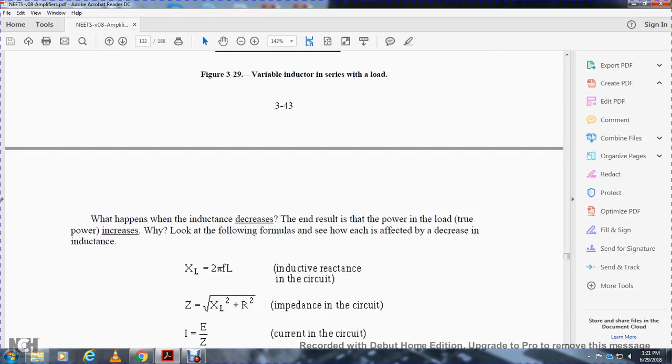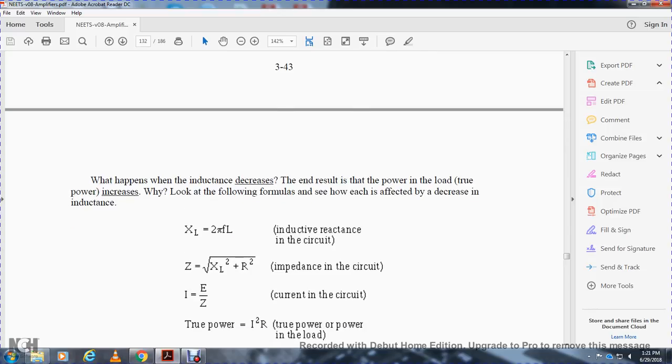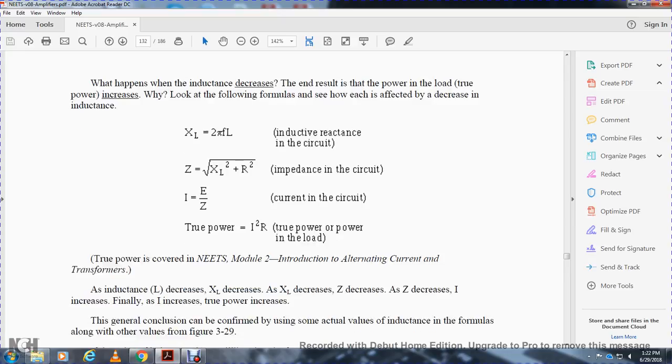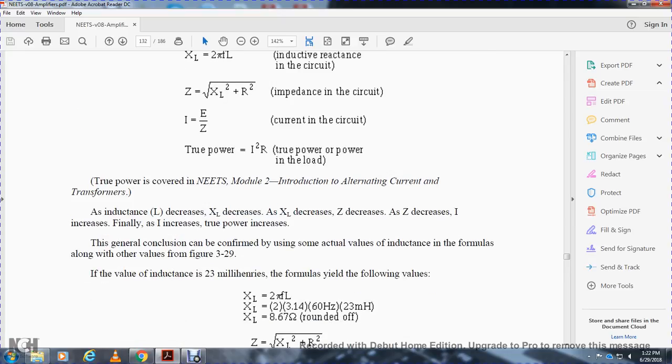What happens to the power in the load as the inductance decreases? The true power increases. Looking at the formulas to see how they are affected by the decrease of inductance: inductive reactance is equal to 2 pi times the frequency times the inductance; impedance is equal to the square root of the inductive reactance squared plus the resistance squared; amps is equal to the voltage over the impedance. Therefore, true power is equal to amps squared times ohms. As the inductance decreases, inductive reactance decreases; as the reactance decreases, impedance decreases; as the impedance decreases, amperage increases; finally, as the amperage increases, the true power increases.